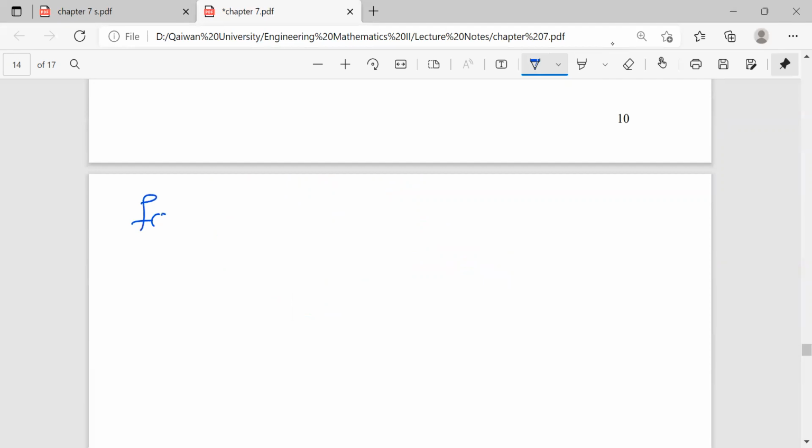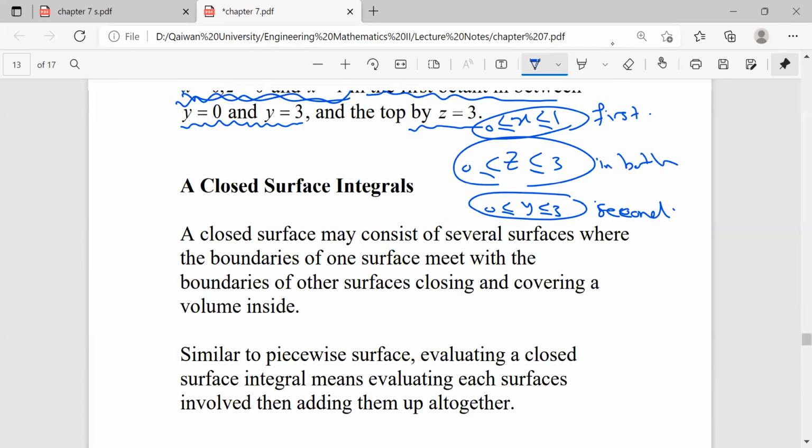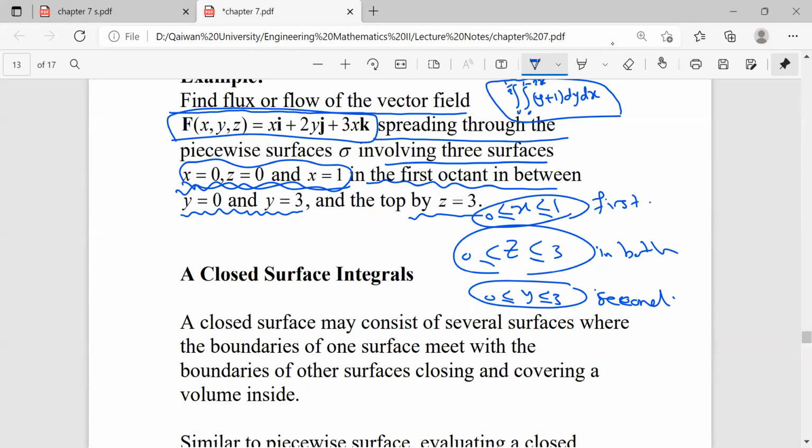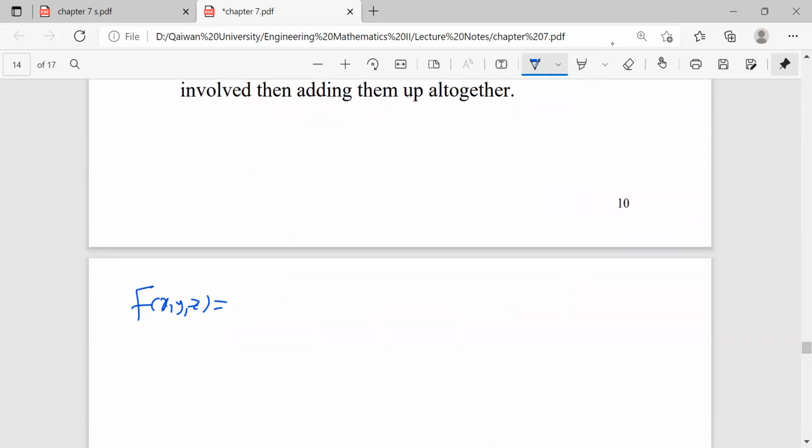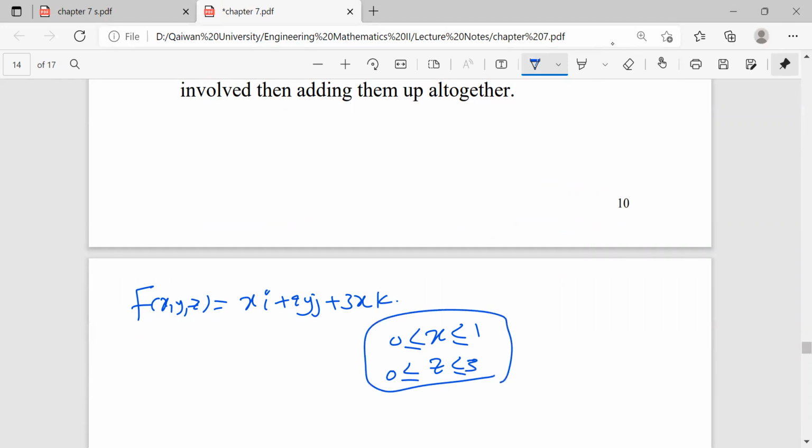We have F of x, y, z, it's capital F, equals xi plus 2yj plus 3xk. This is the vector field. And for this vector field, we have given that x is from 0 to 1 and z is from 0 to 3. We have given this.